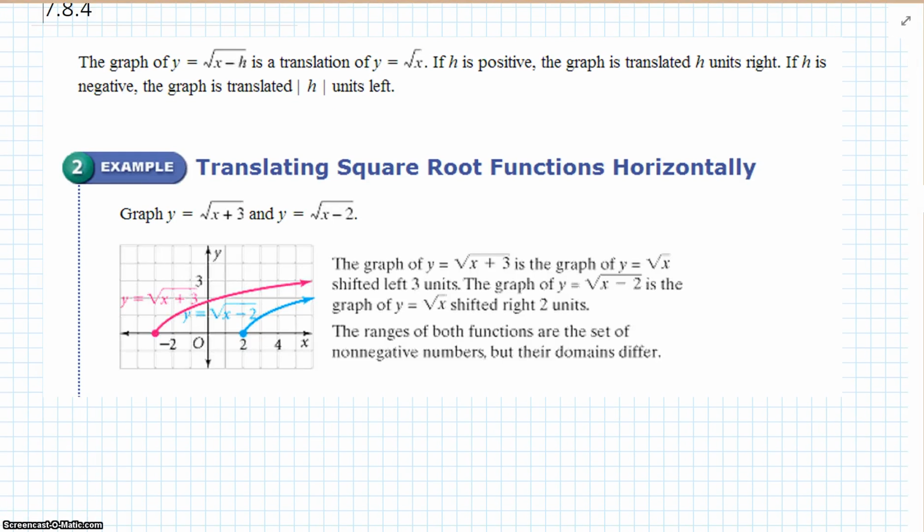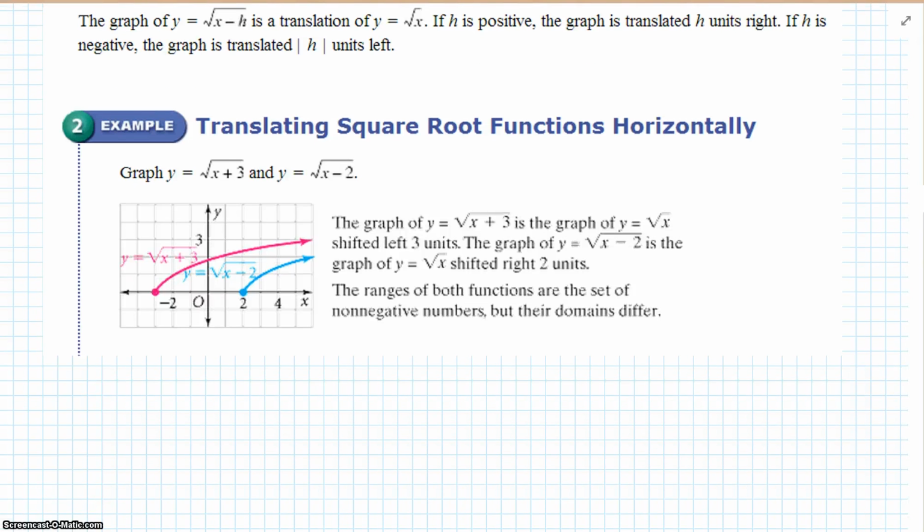So the graph of y equals the square root of x minus h, where h is inside the radicand, is a translation of y equals square root of x, just like we've done before. If h is positive, the graph is translated h units to the right. And if h is negative, it's translated h units to the left.